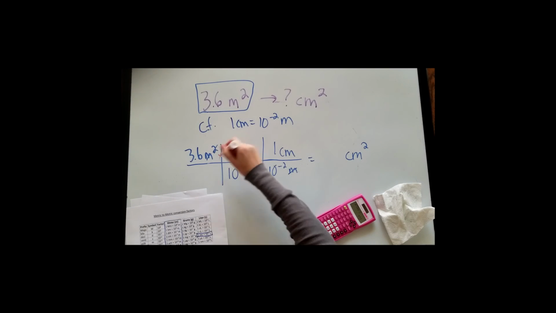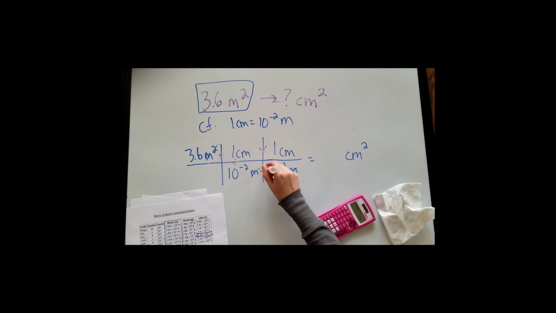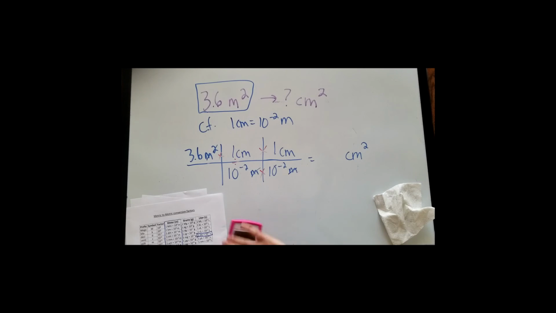So to solve, I'm going to multiply 3.6 times 1, and I'm going to divide it by 10 to the negative 2 times 10 to the negative 2. So I get 3.6 times 10 to the 4th centimeters squared.